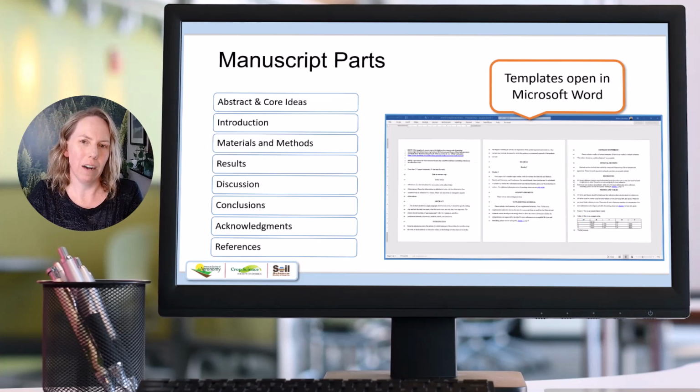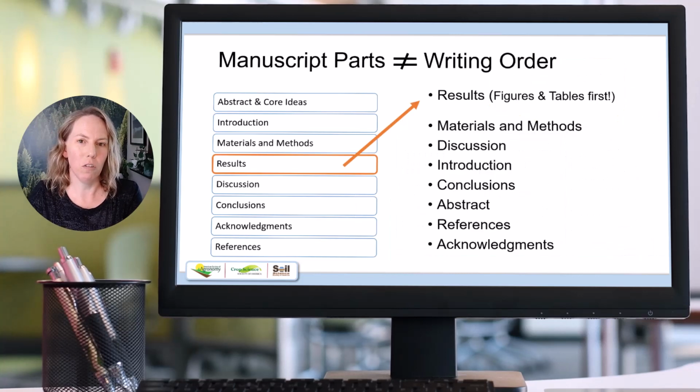No matter where you are in your writing journey, you are probably familiar with the parts of a research paper because you've been reading research papers. The basic parts of a paper are the abstract, the introduction, materials and methods, results, discussion, conclusions, some acknowledgments, and then the references. Again, if you're just getting started, there are templates. These open in Microsoft Word, and they provide a quick resource for placing your text into a formatted document. However, the manuscript is usually not constructed in the form in which it is submitted.